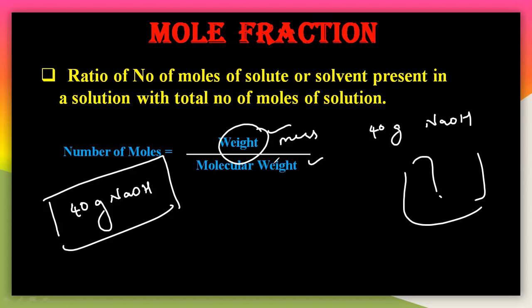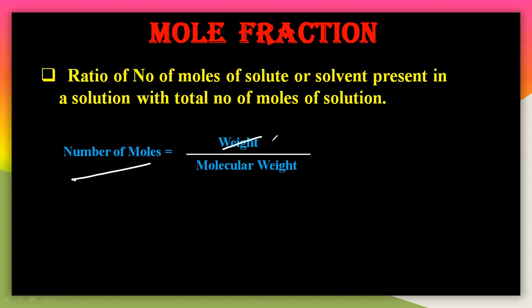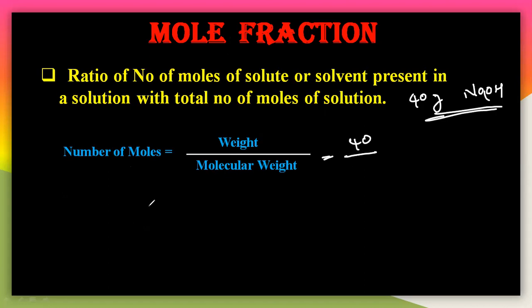Here I have taken only one substance, that is NaOH. How can we calculate the number of moles? By using this particular formula, which is very simple: weight by molecular weight. What is the weight here? I told you just now, it is 40 grams of NaOH. So 40 is the weight. Then what is the molecular weight?